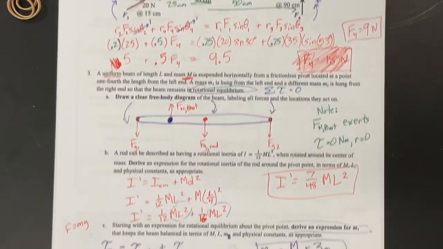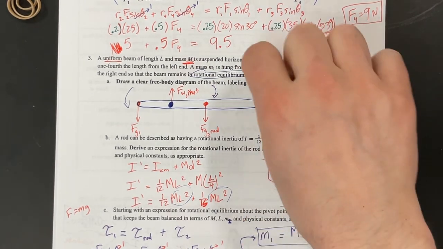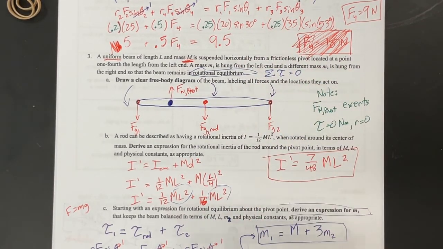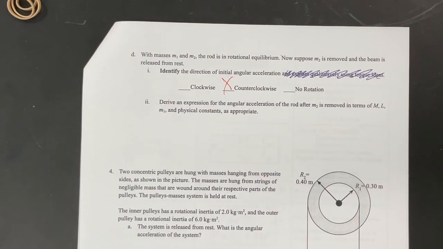Well, if mass 2 is just removed, then there's no more force 2. So we had some help going clockwise, now we don't. It's going to go the other way. Hopefully that one's more straightforward. Derive an expression for the initial angular acceleration of the rod after M2 is removed in terms of M, L, M1, and physical constants as appropriate. All right.